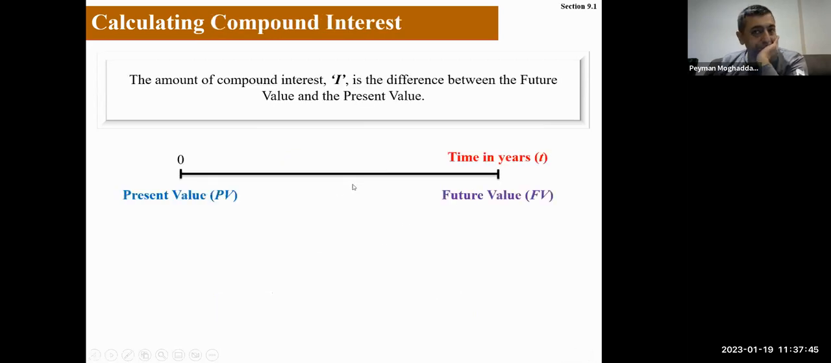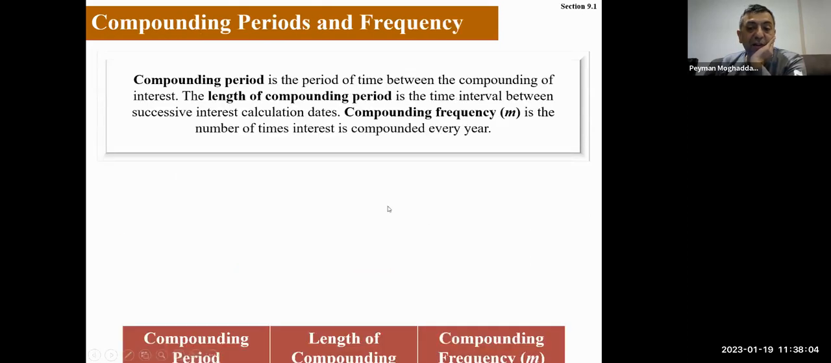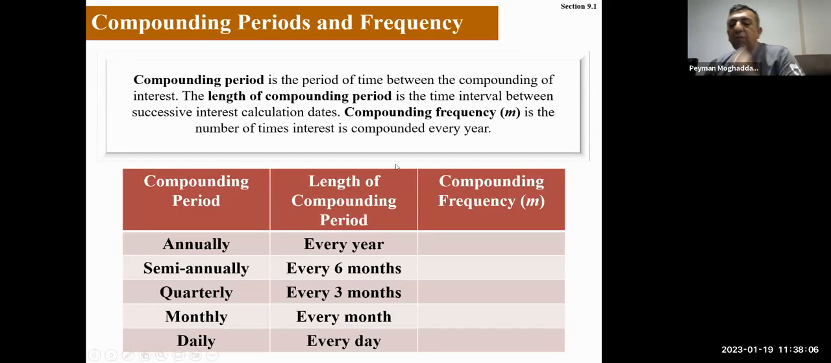All right. And the interest that you earn over the whole time, after n compounding periods, is going to be the future value minus the principal value, obviously. Now, two important concepts. We need to discuss two important concepts before we move to examples. One important concept is compounding frequency. So what is compounding frequency?